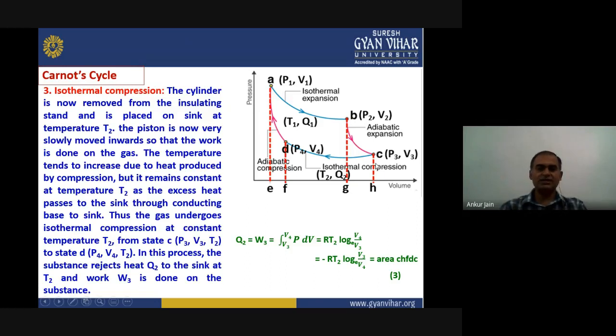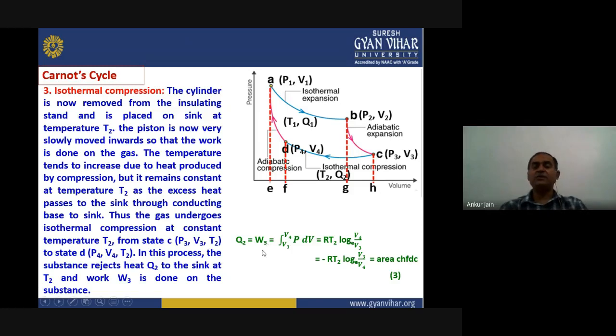So during the isothermal compression, we are considering that the state goes from C to D, and the coordinates are changing from P3V3 to P4V4. In this process, the work will be calculated in the same way as we calculated in the isothermal expansion, right? The only point here is that we are transferring the heat Q2 from the cylinder to the sink. In the first process, we were transferring the heat Q1 from the source to the cylinder, and here Q2 heat is released from the cylinder to the sink, right?